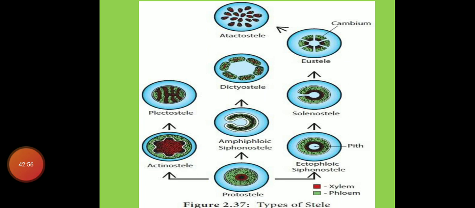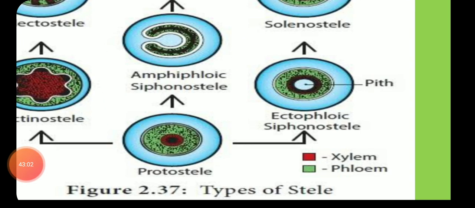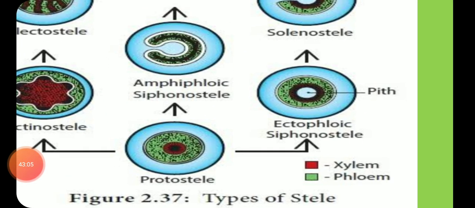Okay. Next you will learn about siphonostele. Siphonostele has the pith in the center, then the phloem with the pith, and the phloem is surrounded by xylem. In protostele, pith is absent. I already told, in protostele the xylem is in the center and the phloem surrounds the xylem, but in siphonostele the pith is central and the xylem is surrounded by phloem.